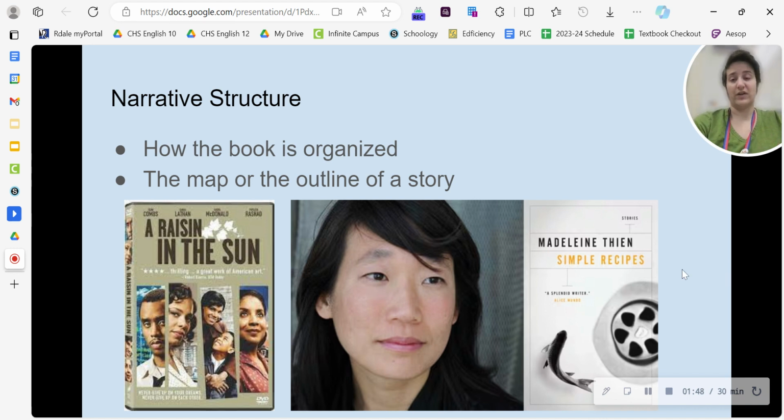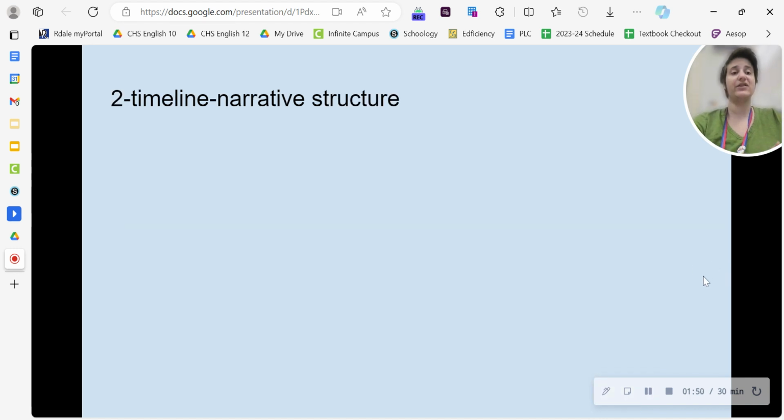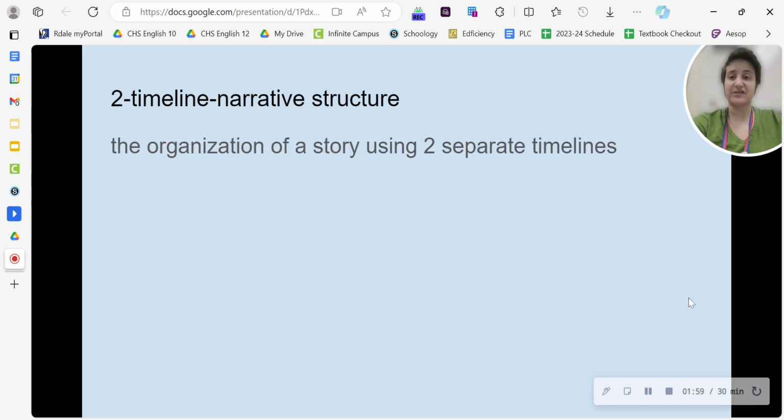So, what about While the Locust Slept? In this story, we are looking at what's called a two-timeline narrative structure. Bit of a mouthful, but the name tells you exactly what it is. It is the organization of a story using two separate timelines. In the case of While the Locust Slept, you might have noticed that we seem to be jumping around between two different times. But before we dive into that, let's start with another example.